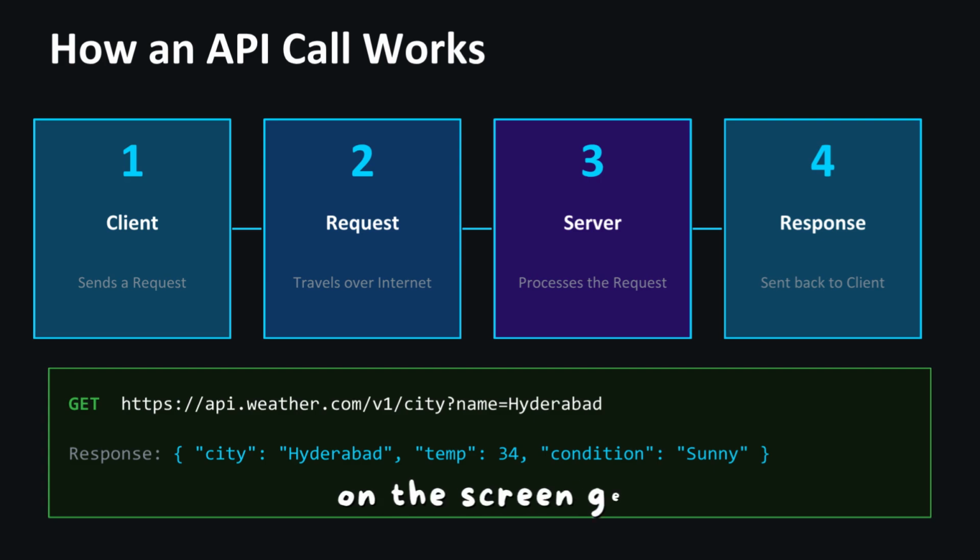Look at the example on the screen. GET https://api.weather.com/v1/city?name=Hyderabad. The server responds with the city name, temperature, and condition in JSON format.